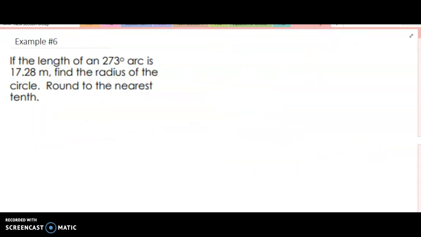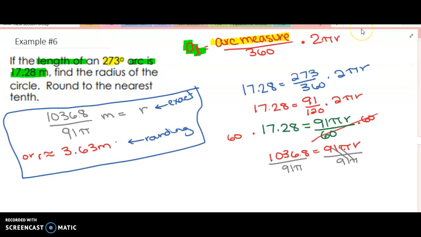All right, here's the last example here. Use the example we just did and try to do this one on your own. Make sure you try to find the exact and the rounded answer, and then we'll go over it. All right, so it says, if the length of a 273-degree arc is 17.28, find the radius of the circle rounded to the nearest tenth.